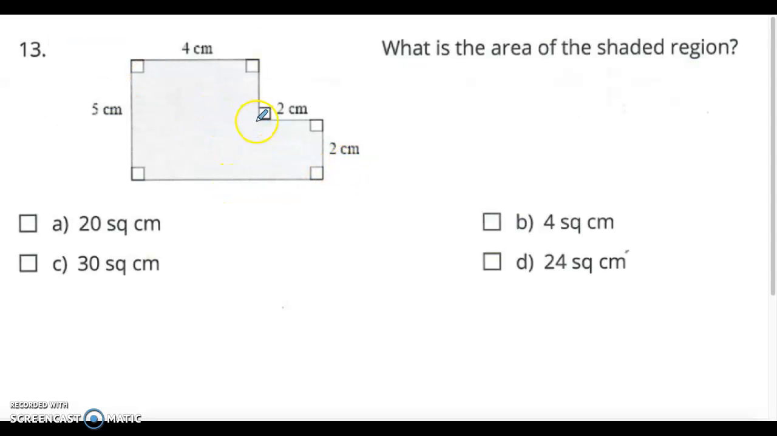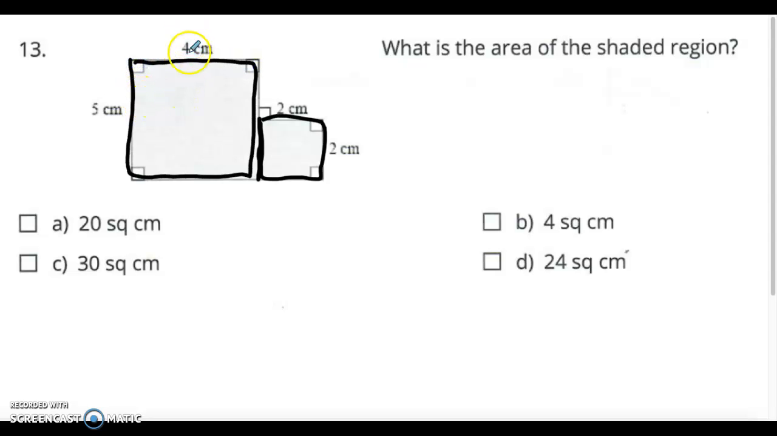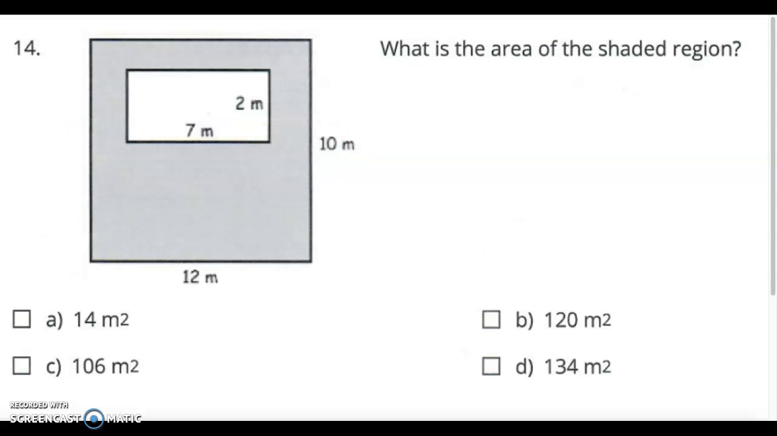Okay, for this one, I would separate the figure into two separate figures. You can either draw a line going this way or this way. It really doesn't matter. It might be easier, I think, to draw a line going this way. You find the area of this square. You find the area of this rectangle. And you add those areas together. For this rectangle, you would do 4 times 5. For this square, you do 2 times 2. You find the areas and add them together.